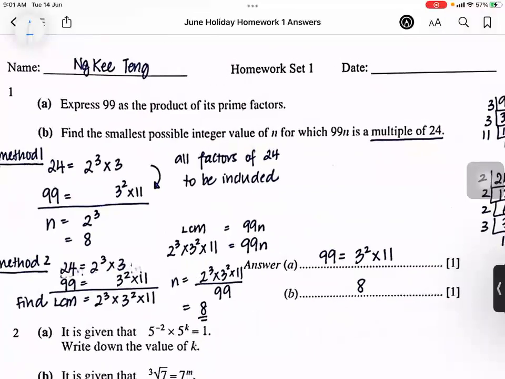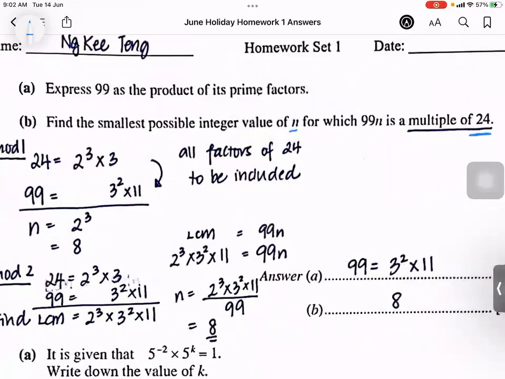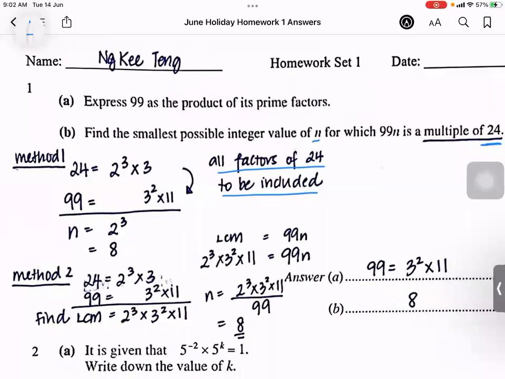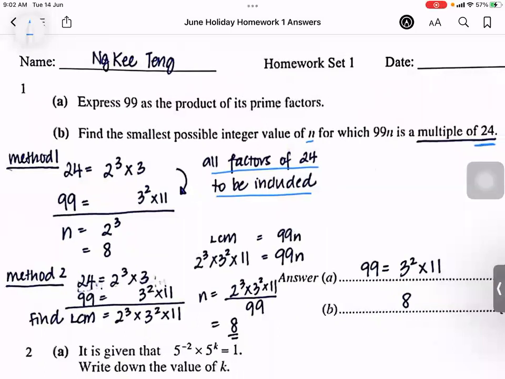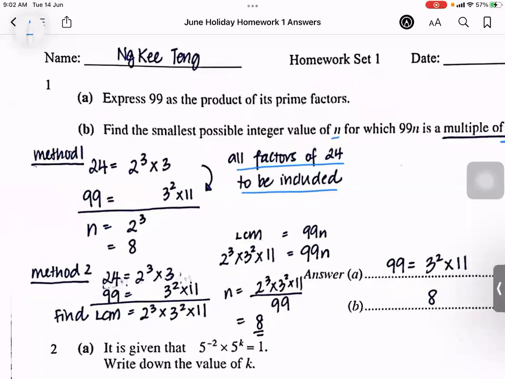Okay, the second type of question: find the smallest integer value of n for which 99n is a multiple of 24. If it's a multiple of 24, it means all the factors of 24 need to be included. So what are all the factors of 24? Here I did a prime factorization for 24. 24 divided by 2, 2, 2, and then 3. This is actually 2 cubed times 3.